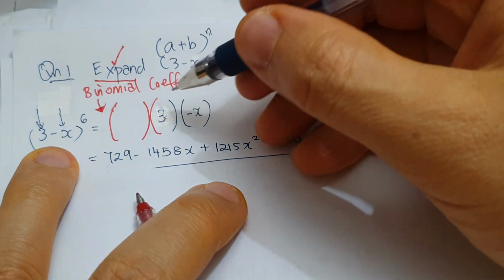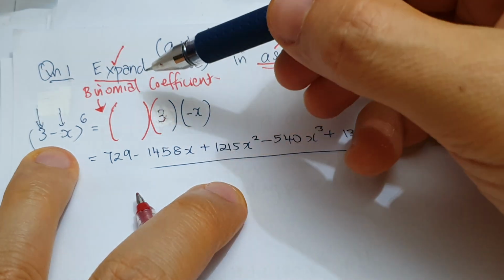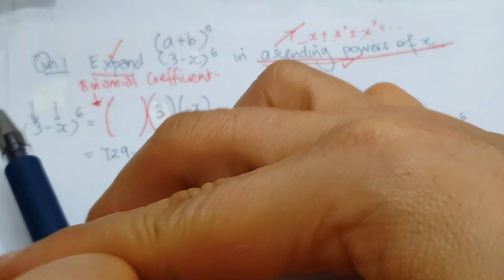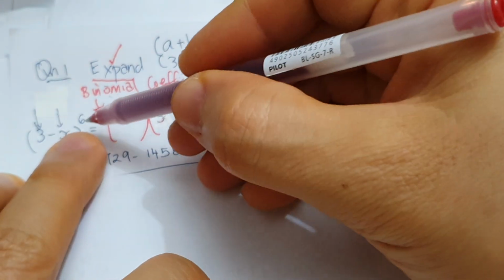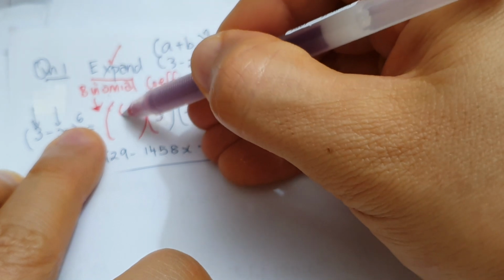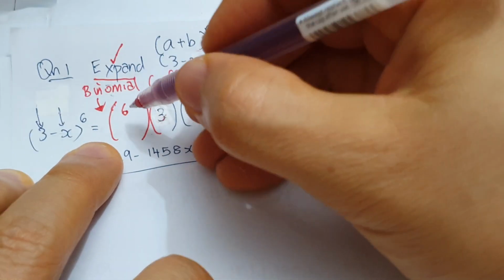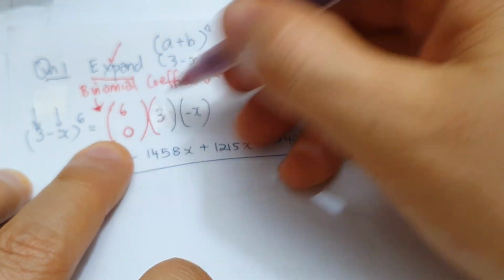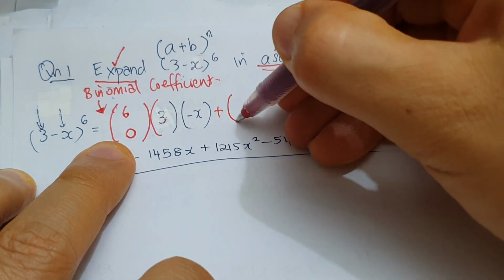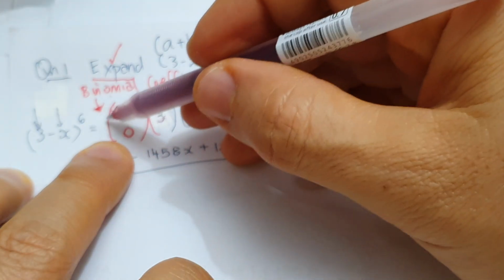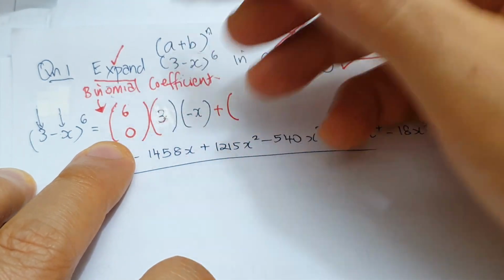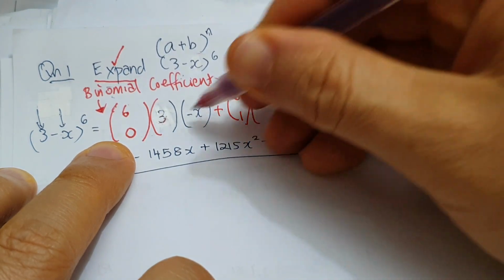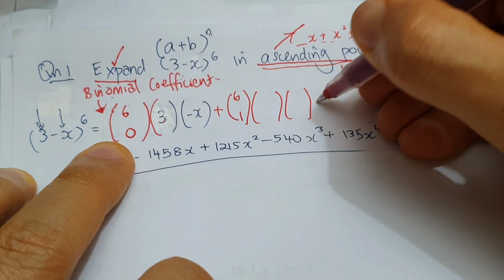Now, what I need you to understand is that the method I'm teaching you requires you to write the binomial coefficient first. So how do I write the binomial coefficient? Very simple. If it's power 6, you write the 6 at the top, and it's always 0 here. So you write 6, 0, then plus. The sign in front of this binomial coefficient is always positive. Then 6, 1, followed by this 3 and minus x, which I write later. Then 6, 2.